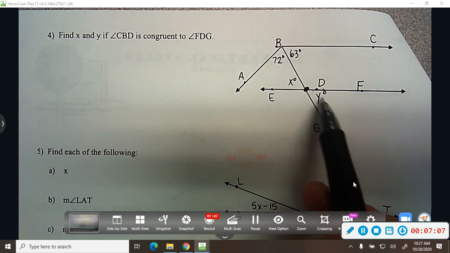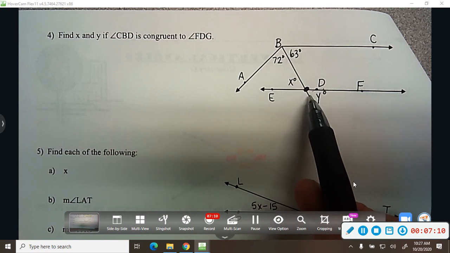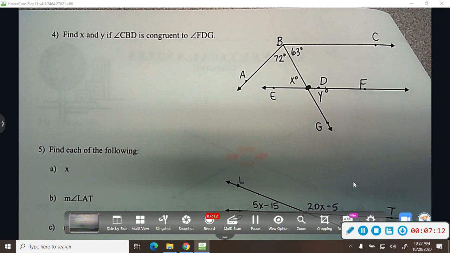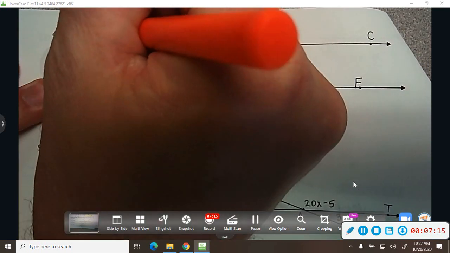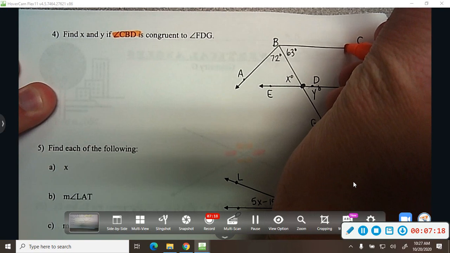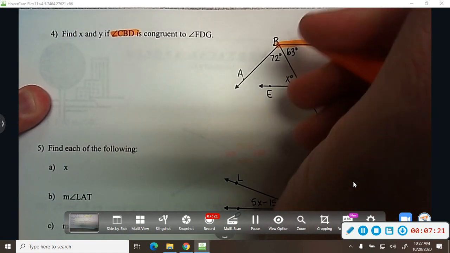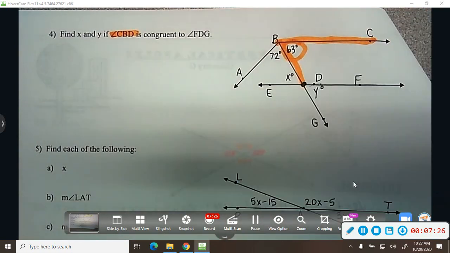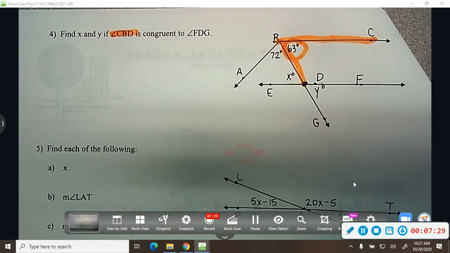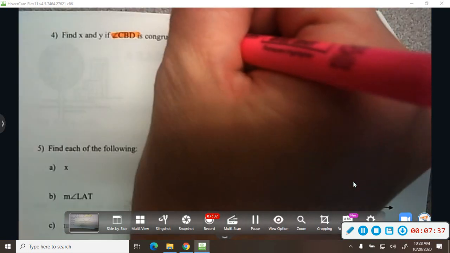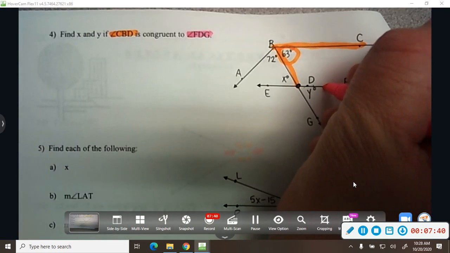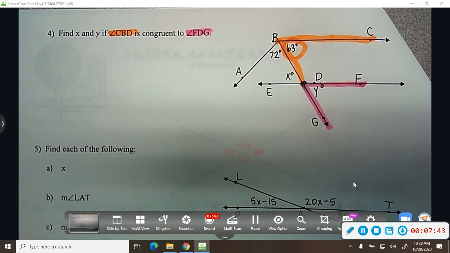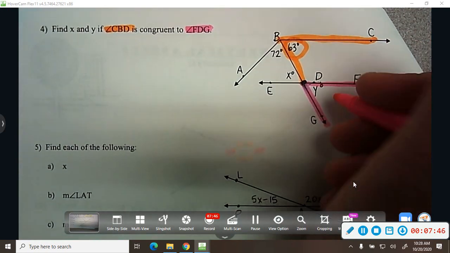That's nice. Find X and Y if CBD, where is CBD? So CBD, I start at C, I go to B, I go to D. So they really just mean this angle right here. 63 degrees. Okay, if CBD is congruent, which means equal, to FDG. So where is FDG? FDG. So that would also be 63 degrees.